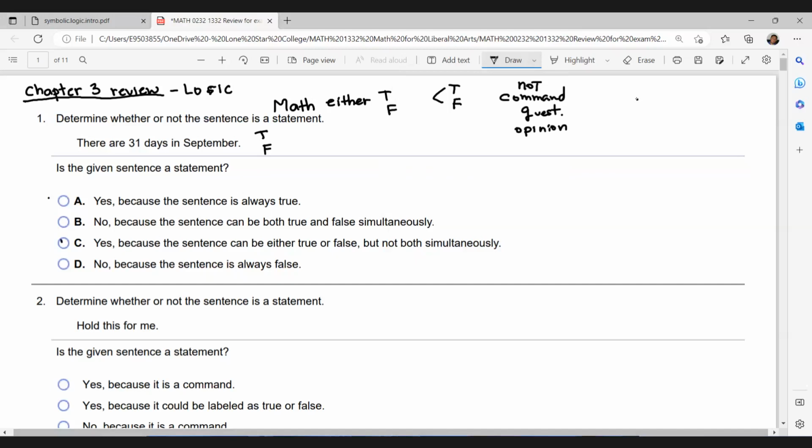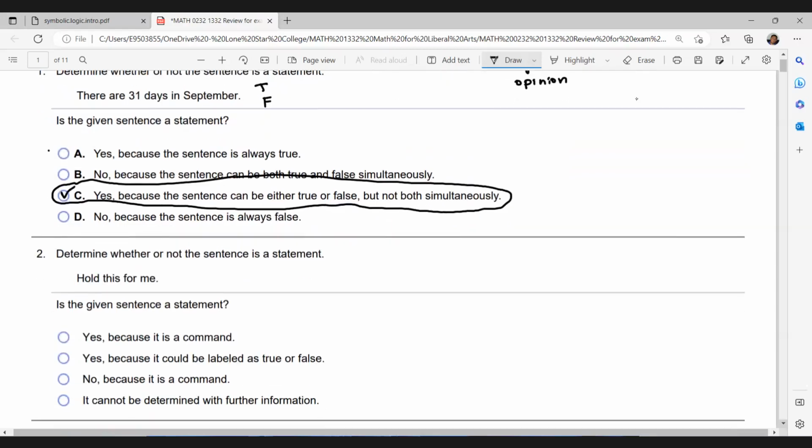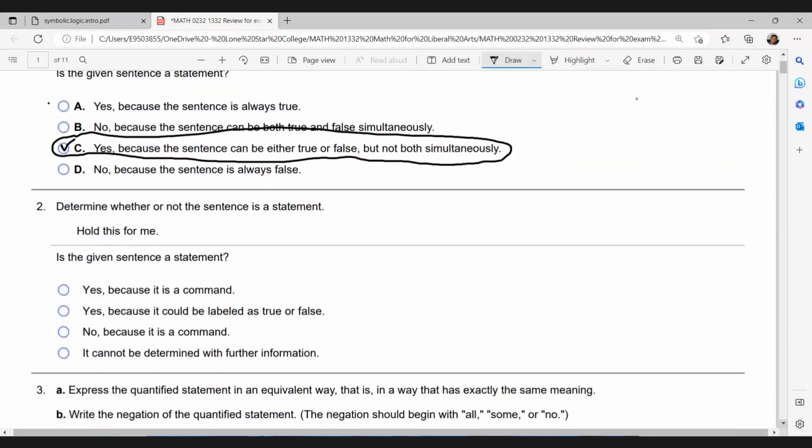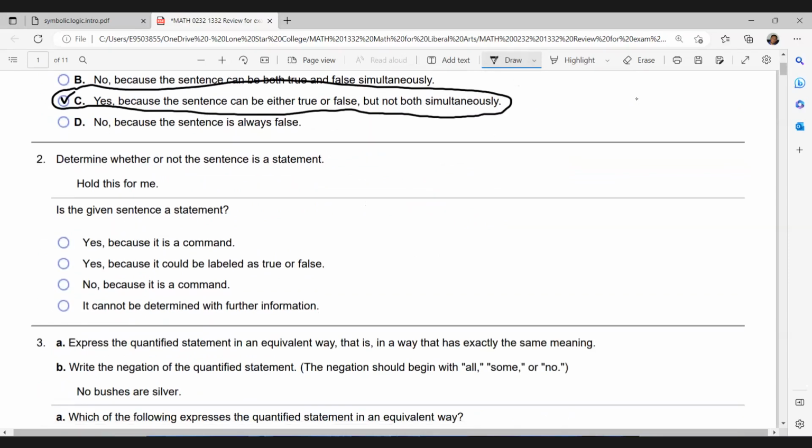So the answer that we want to say is C, because it is a sentence that is either true or false, but not both at the same time. I wasn't really trying to say validity, that's a different story. So it is a proper mathematical statement because it is either true or false, not both at the same time.